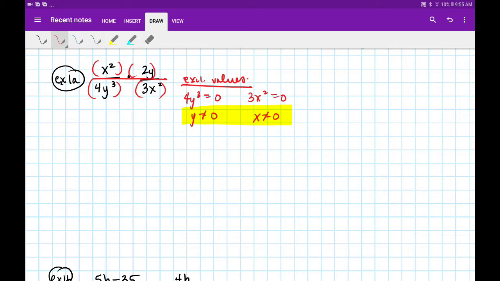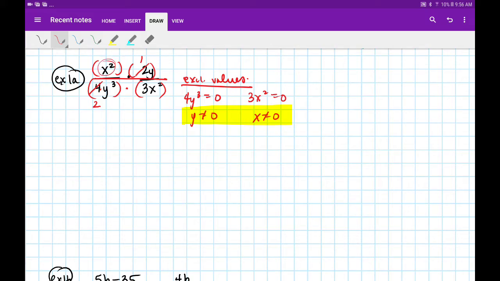Okay, now let's get into the canceling part. So since all of these are factors, I'm going to start with my numbers, okay? I have a 2, and here I have a 4. That 2 becomes a 1. That 4 divided by 2 becomes a 2.